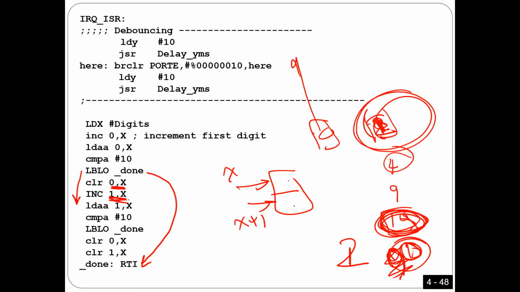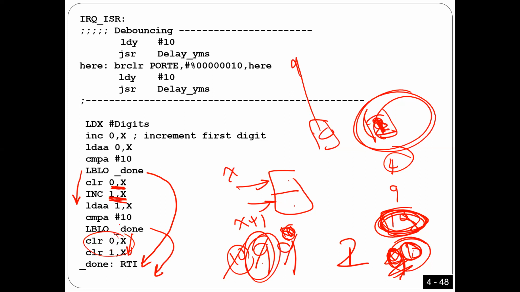But there is a problem here. What if, for example, it is 99? You increment this one, so now this one is 10. So I'm going to make it 0 and increment the other one. Now the other one is 10. In this case, I'm going to make it 0. So now I will need to check if the second one, after I incremented it, is 10 or not. That's what I'm doing here. I'm going to check the second byte, and if it is less than 10, just leave. If it is 10, you have to clear it, so I'm going to clear it.